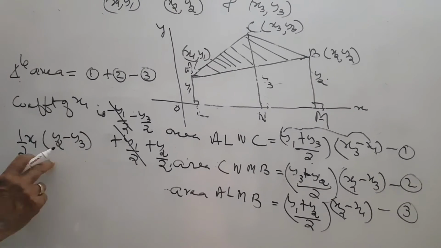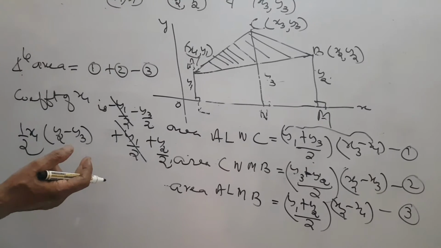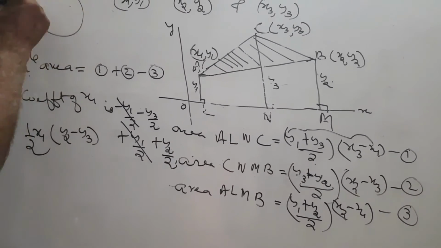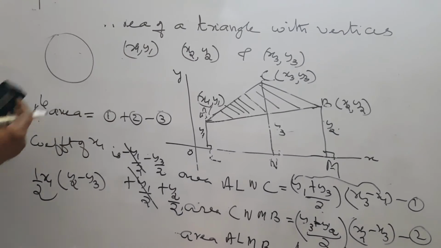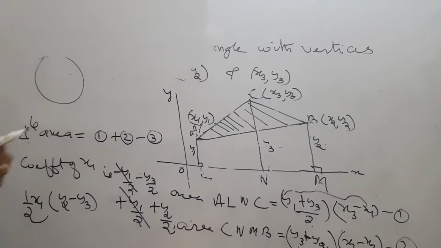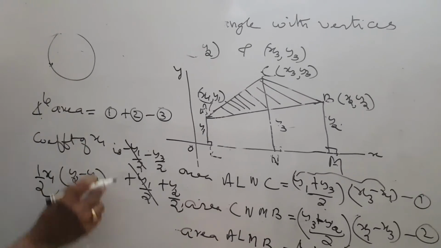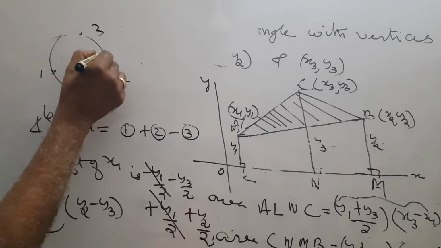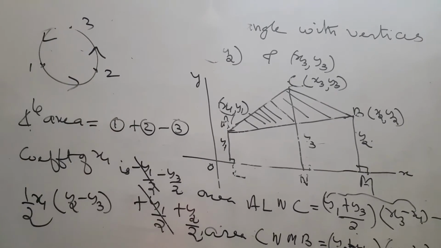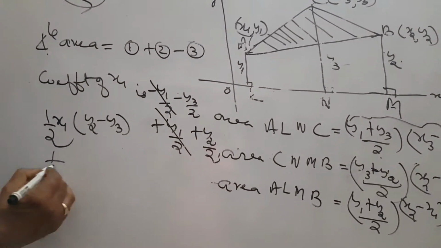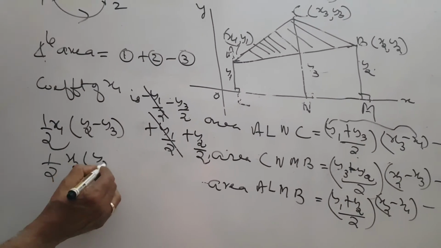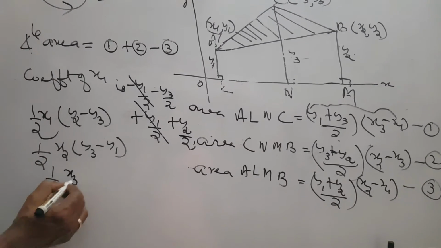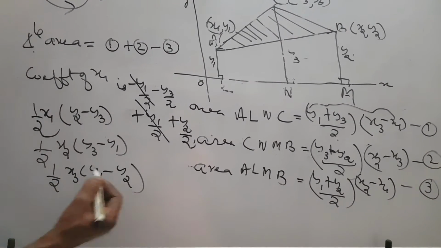So the coefficient of x1 is similar to the coefficient of x2 and of x3. So this result can be obtained by a cyclic change. Now cyclic change: 1, 2, 3. 1 will go to 2, 2 will go to 3, 3 will go to 1. So the next result is half x2 into y3 minus y1, and the last will be half x3 into y1 minus y2.